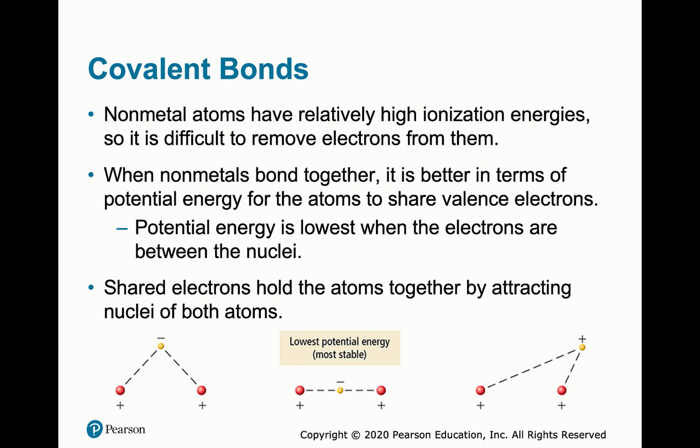Covalent bonds, these are sharing nonmetal atoms. It's difficult to remove electrons from them, but when they bond together, they tend to share electrons. And then the electron clouds between them, and molecular orbitals, which we'll learn later, are attracted to the nuclei of both atoms.